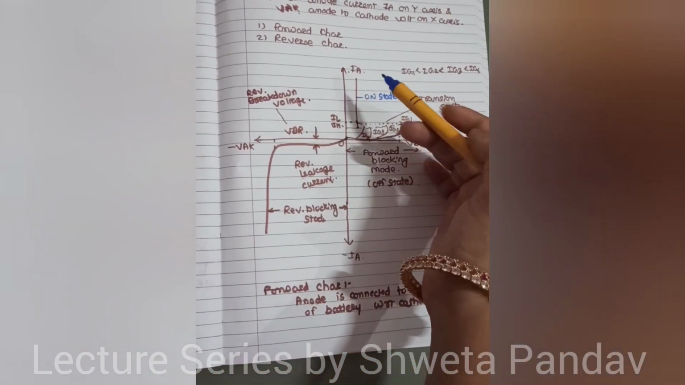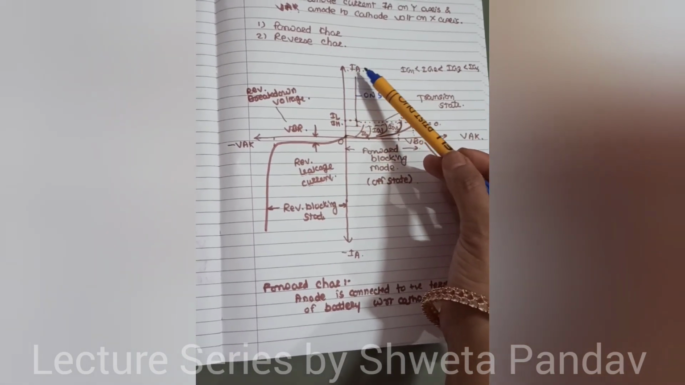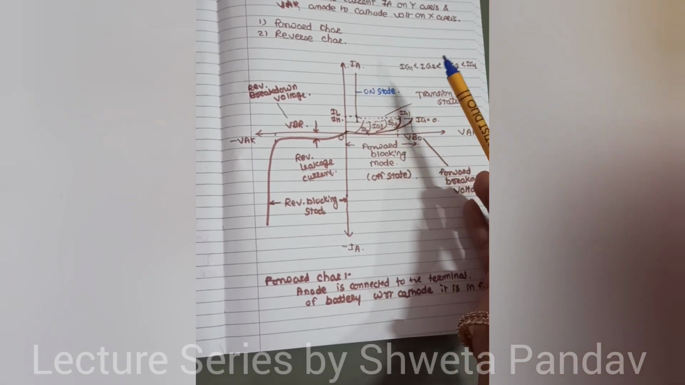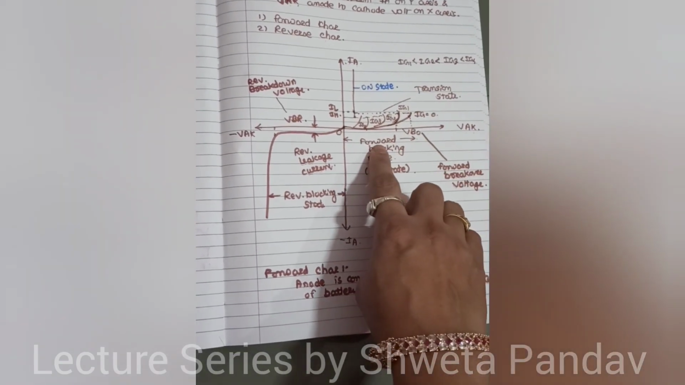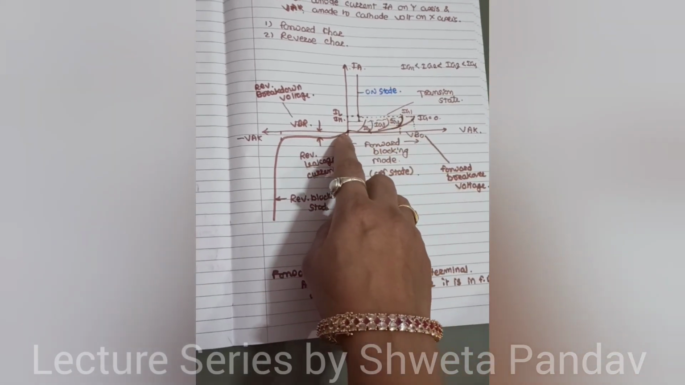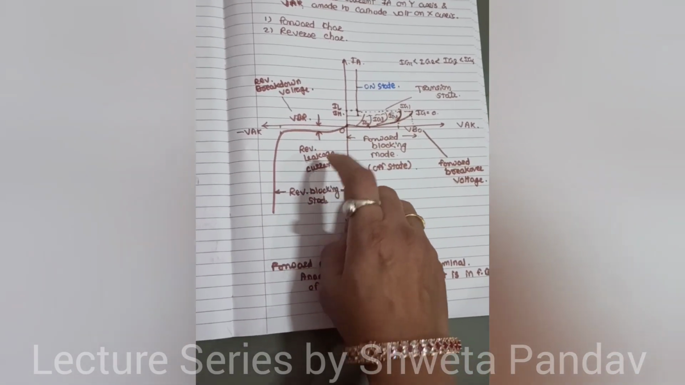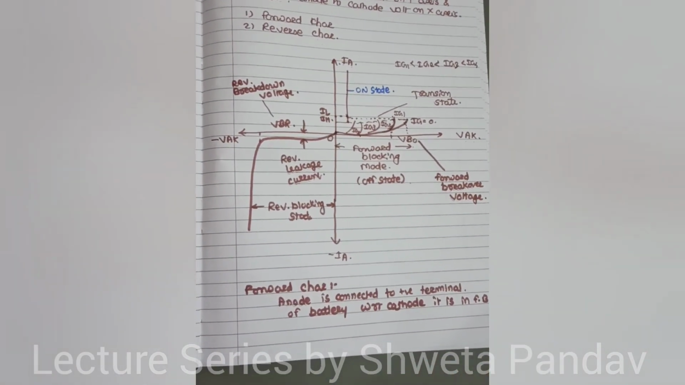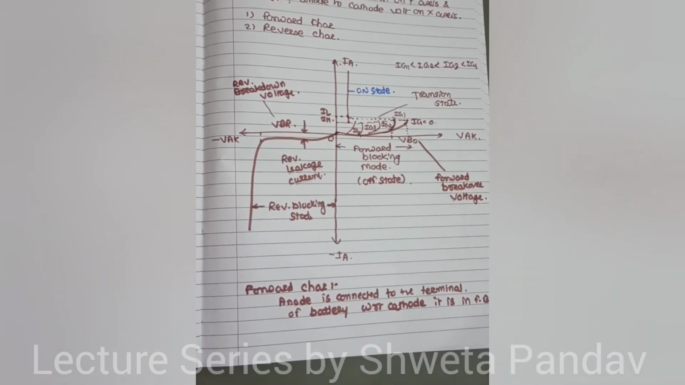What is IV characteristic? It is nothing but the graph of anode current versus anode to cathode voltage. During forward bias mode, it operates in three different modes: forward blocking mode, transition mode, and on state mode. And during reverse biasing, it operates in reverse blocking mode. So this is what about the IV characteristic of SCR.